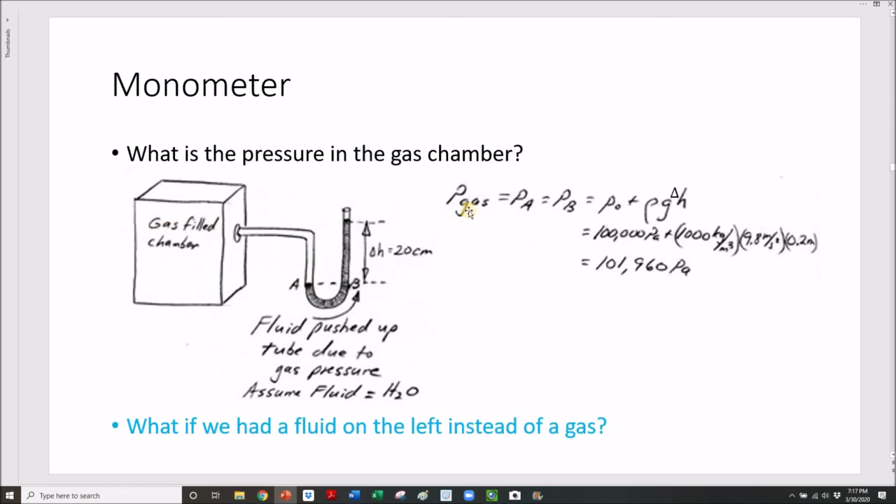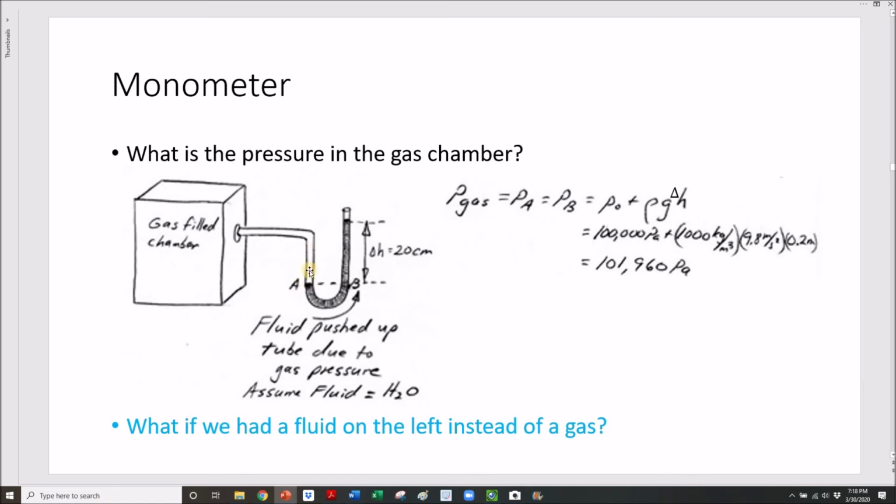So it works like this. The pressure inside the gas must equal the pressure inside the fluid here at point A. And since the fluid is static, that has to be the same as the pressure at point B, which has to equal P naught, the pressure on top, which we assume is atmospheric, plus rho g h for the fluid right here. And if this fluid is water, then the pressure inside the gas would be 101,960 pascals.